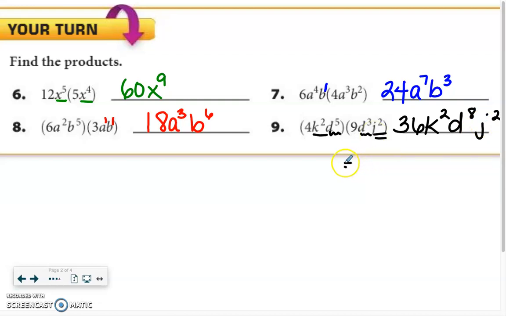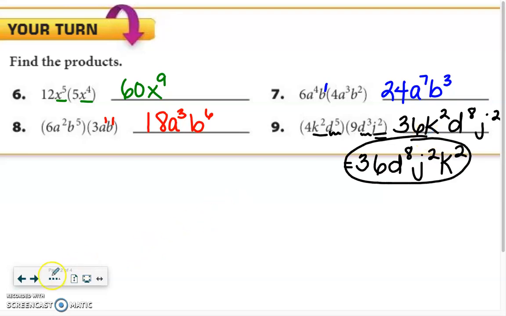down. And then we are going to rewrite that because it's definitely not in alphabetical order. D comes first, and then j, and then k. So there you go. There's your answer for that last one.